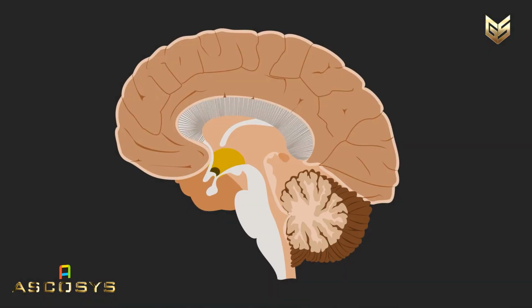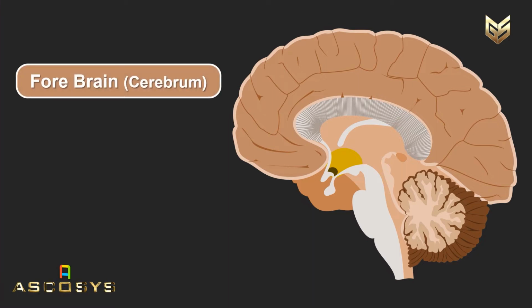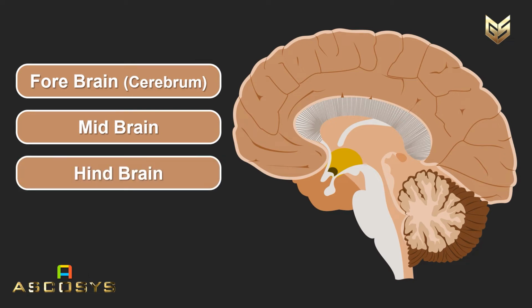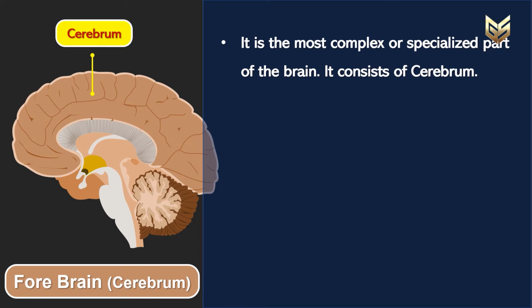Now the human brain has three parts. First is the forebrain, which is also called the cerebrum. Second is the midbrain, and the third one is the hindbrain. Students, now let's understand the functions of these parts of the brain. Let's start with the forebrain. The forebrain is the most complex or specialized part of the brain and it consists of the cerebrum.